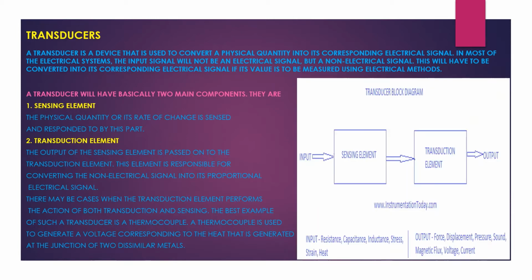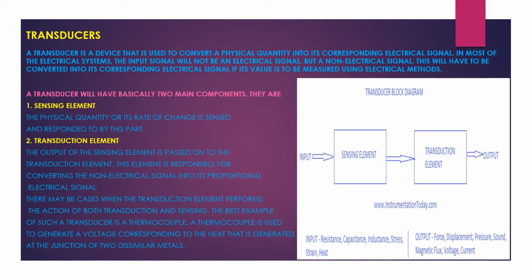the figure. A sensing element is the element where the physical quantity or its rate of change is sensed and responded to. Okay, and the transduction element: the sensing element will give input to the transduction element. The output of the sensing element is passed on to the transduction element. This element is responsible for converting the non-electrical signal into its proportional electrical signal.